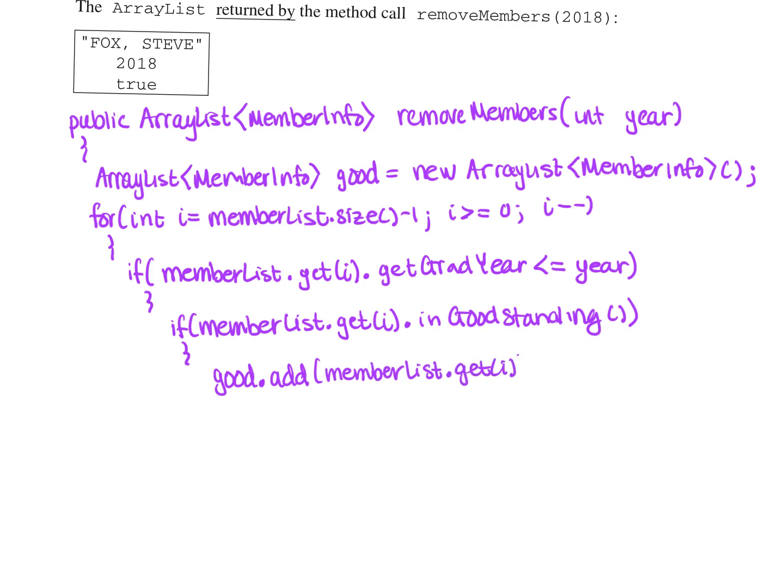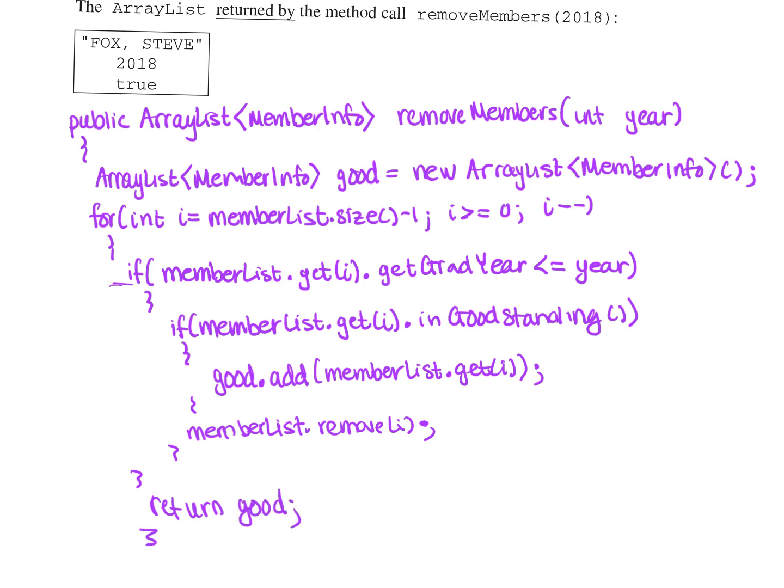Now, whether you added them or not, we only added them if they were in good standing. If they were not in good standing, you're not going to add them to this list. But inside this if statement, you're still going to remove them. So memberList.remove(i). And the last thing after that loop, you're going to return the members that are in good standing and graduated.